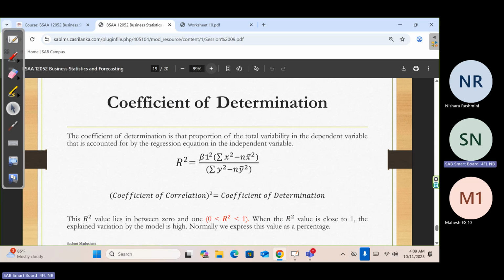Understood? Then here we take sales and the advertising expenditure. When we calculate the coefficient of determination, it explains what proportion of the sales revenue is explained by the advertising expenditure.